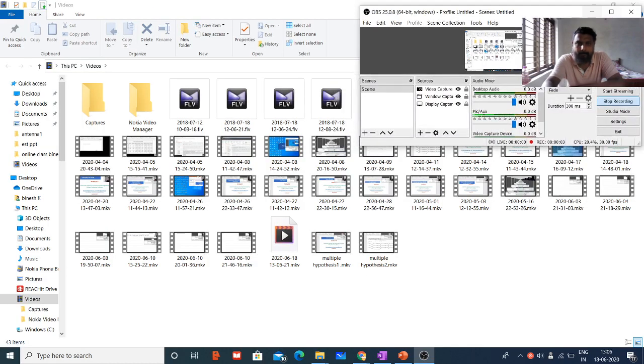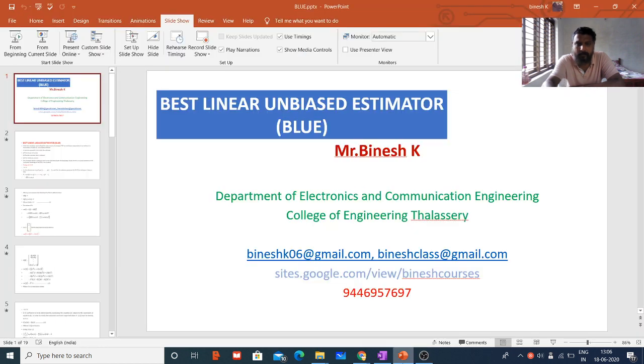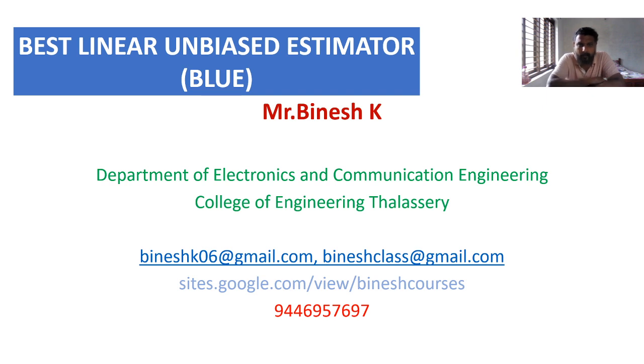Let me come back to the next session of estimation and detection. That is the best linear unbiased estimator, otherwise called BLUE. Till now, we have discussed something regarding the minimum variance unbiased estimator. So now we will come across this best linear unbiased estimator. In short, we can call this BLUE.